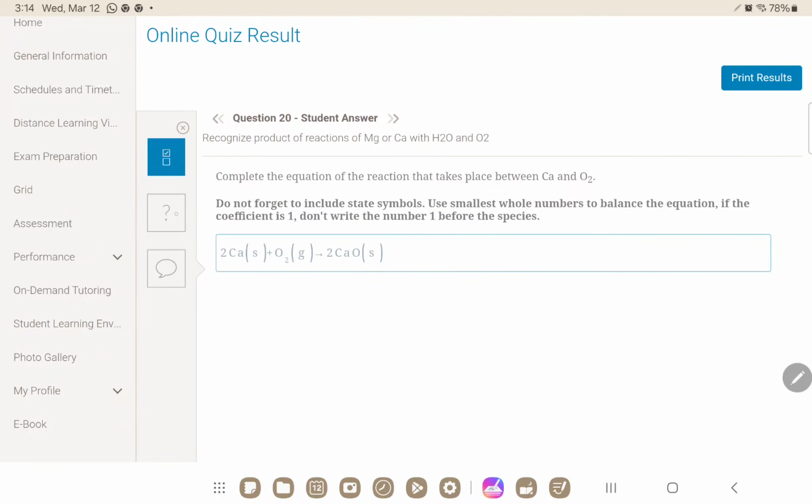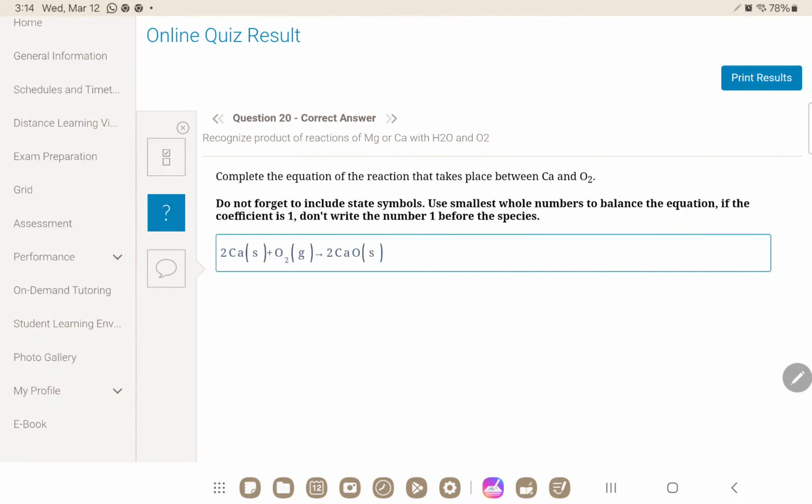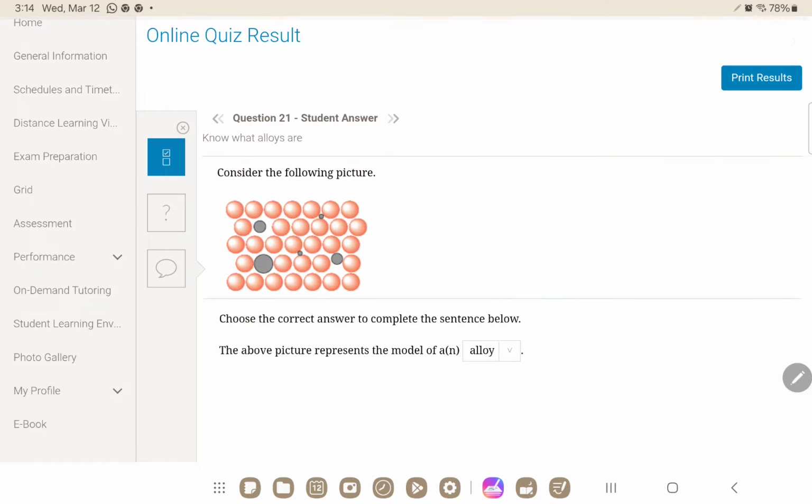Here, I wrote everything right other than, this one I solved right. 2 calcium plus oxygen forms the oxide again. They're just asking for the oxide. Here it's an alloy because you have different elements. This is both interstitial and the one where it's replacing.